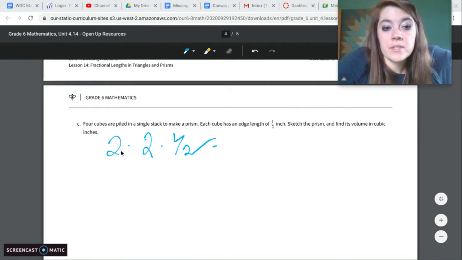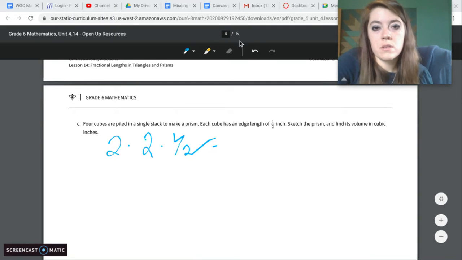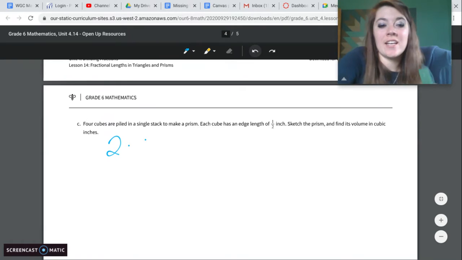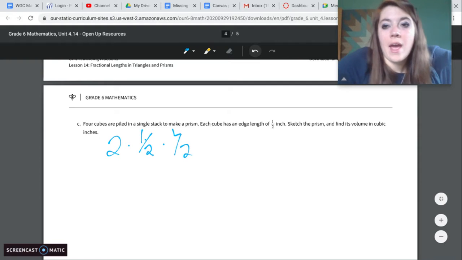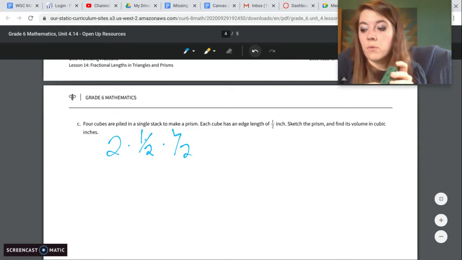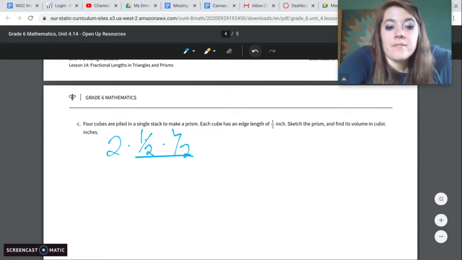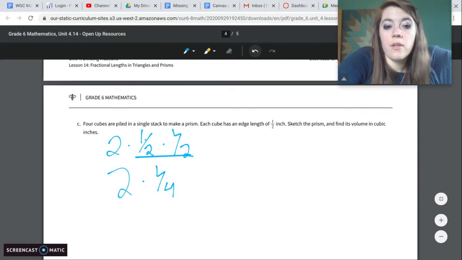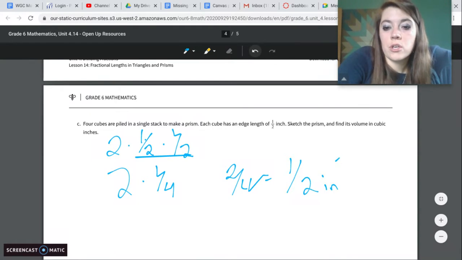Okay, so where I left off, we were saying that it takes 2. Oops, that's not supposed to be a 2, is it? We've got the 2 for the height here times 1/2 times 1/2. So when we multiply this together, 1/2 times 1/2 is 1/4. So we have 2 times 1/4. 2 times 1/4 is going to give us 2/4, which equals 1/2 inch cubed.